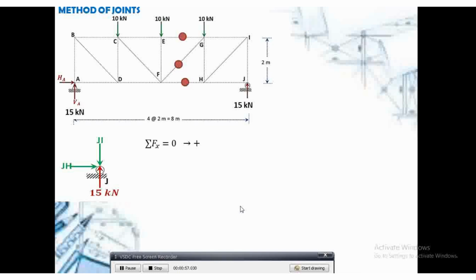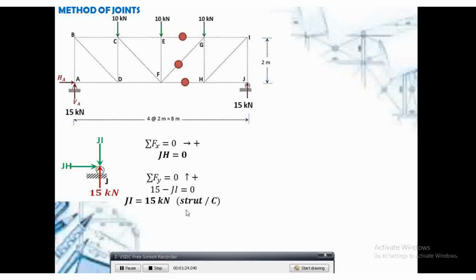So, if I take summation of forces along the x-axis, iisa lang ang nasa x-axis or nasa horizontal, that is JH. So, JH is equal to 0. If I take summation of forces along the y-axis, upwards positive, 15 is positive, negative si JI kasi pababa siya. Therefore, my JI is 15 kilonewtons.